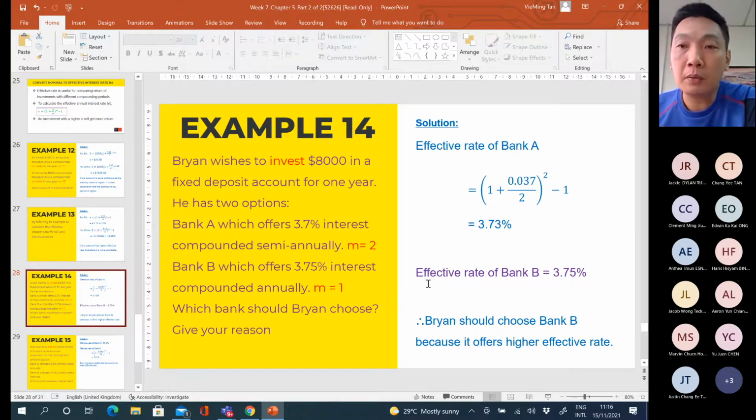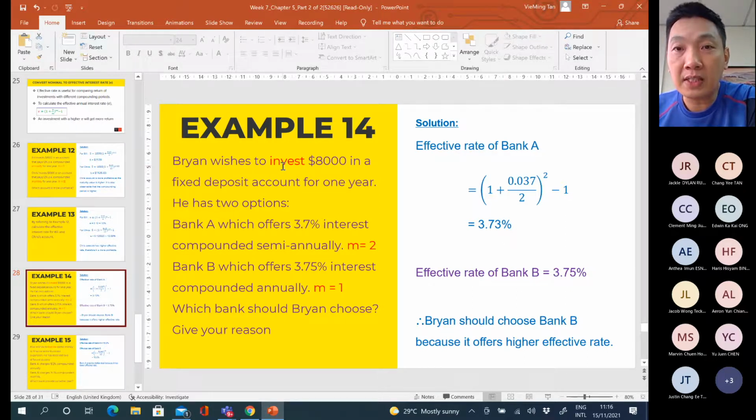So now we just need to calculate the effective rate for Bank A, the Bank A offer. So 1 plus K, where K is 3.7%. Put it here. Compound semi-annually, so M is 2. Put it here, power 2, minus 1. So I get 3.73%.